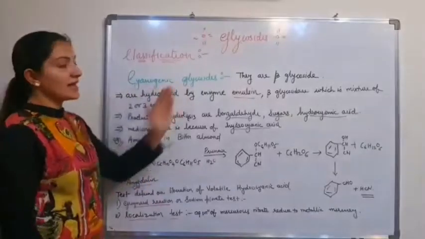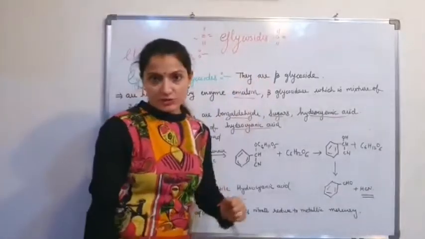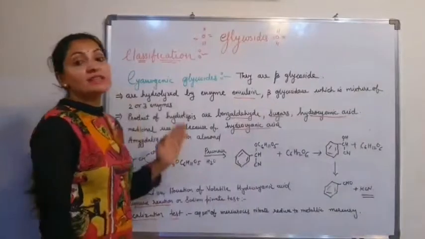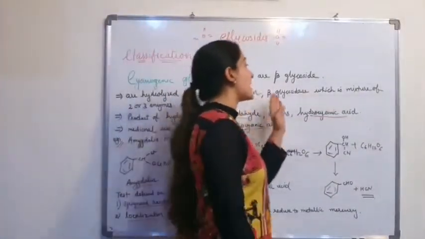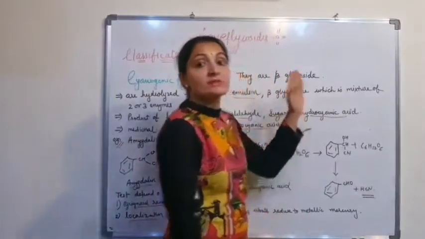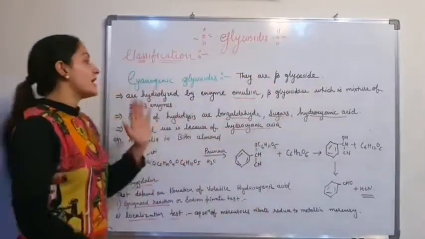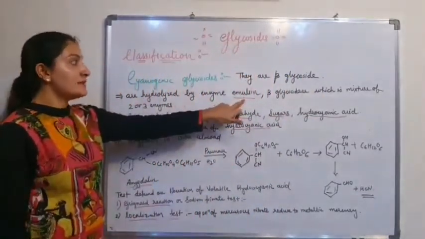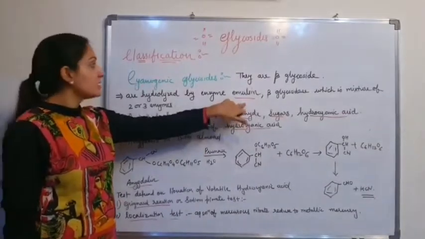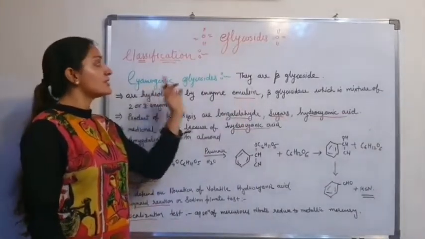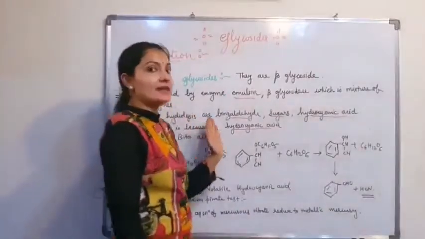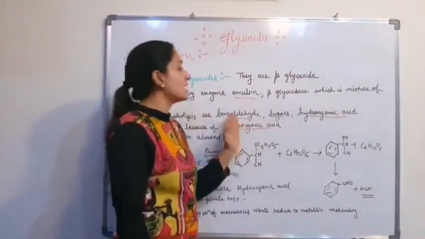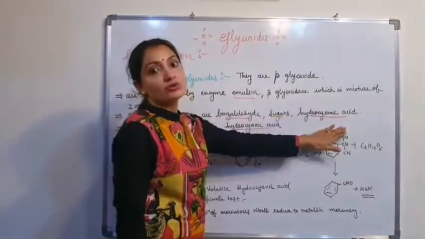Now, cyanogenic glycosides are beta glycosides. They are hydrolyzed by the enzyme emulsin, which is a beta glycosidase enzyme made up of 2 or 3 enzymes. The main enzyme is amylase, by which the cyanogenic glycosides are hydrolyzed. And upon hydrolysis, at the end they give benzaldehyde, sugar and hydrocyanic acid.